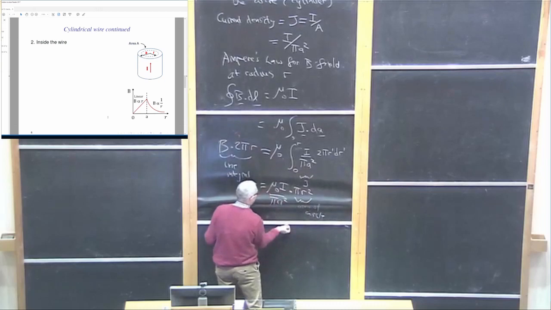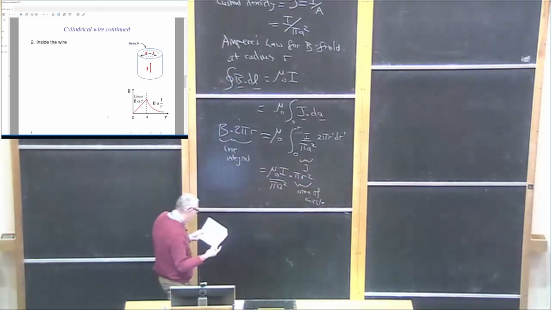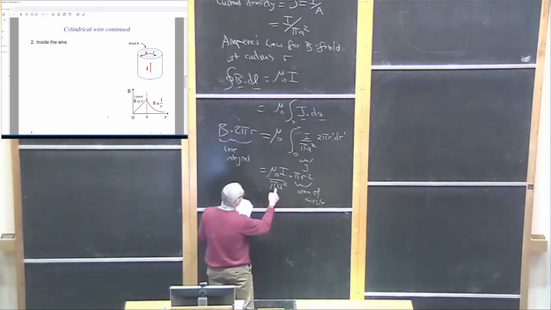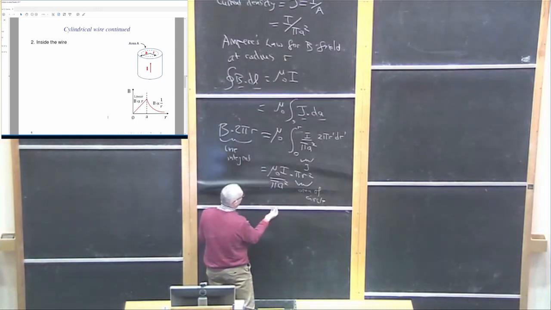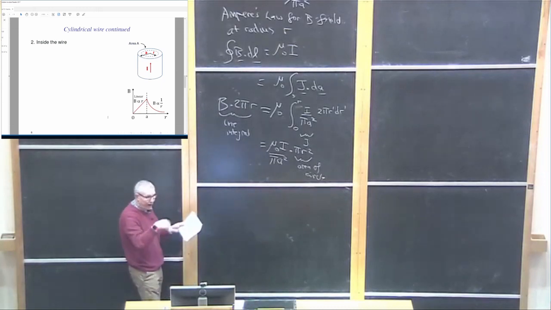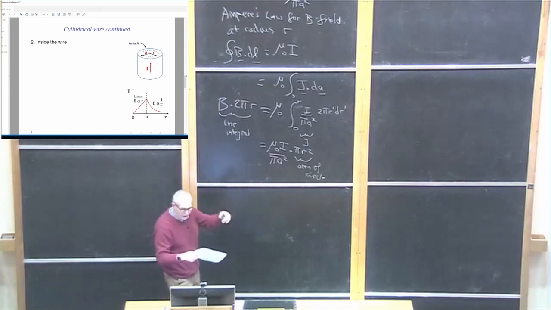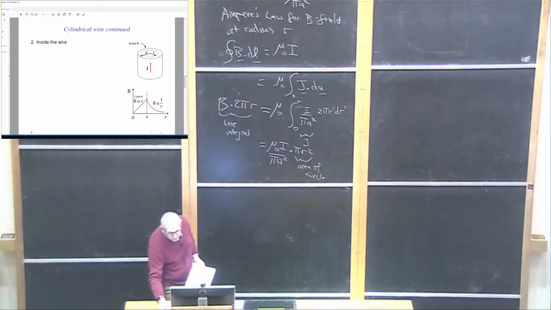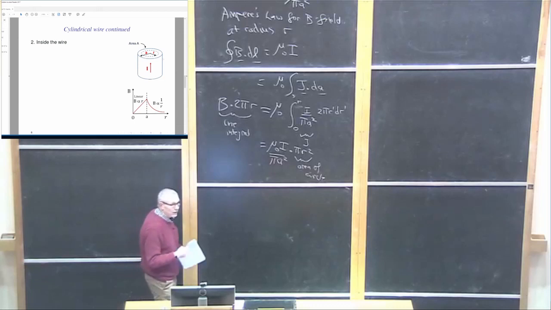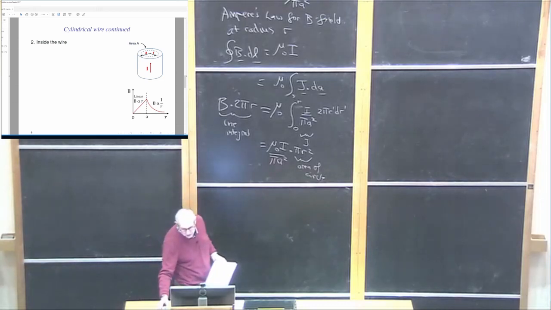And what also shouldn't be surprising is that this here, pi r squared over pi a squared, is just the fractional area of the cylinder of radius r divided by the cylinder of radius a. So it's just the fraction of the current enclosed within that dotted line.